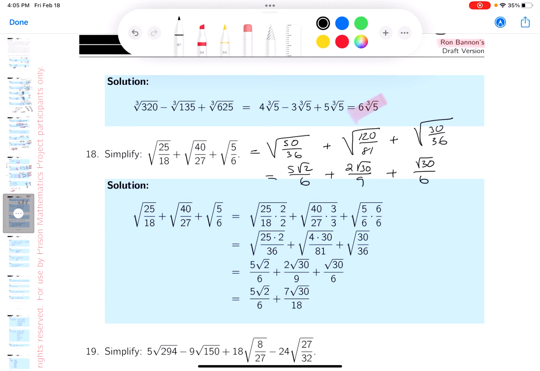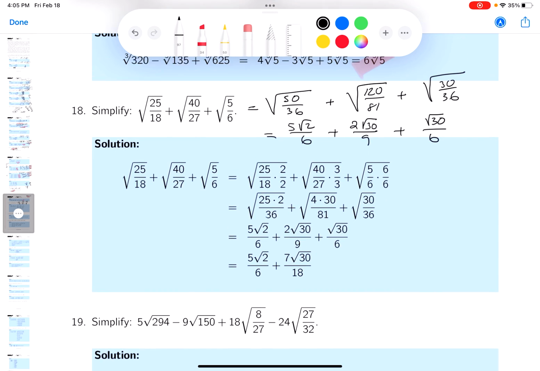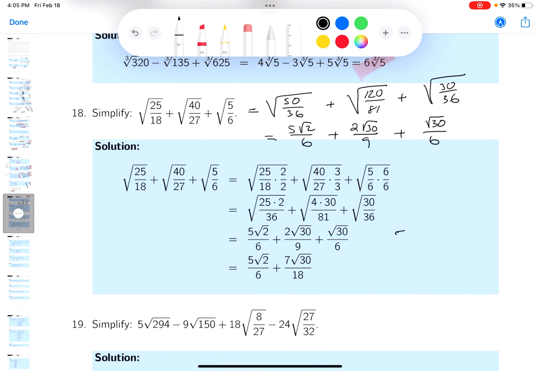All right? Then someone says, what are you going to do now? Well, I'm looking at terms that have identical radical parts, and I only see 2 of them. So I want to add those 2 terms together, and then we'll look at the key later. Again, there's a variety of answers you may want to put down for this. So 5 root 2 over 6 plus, and then I'm going to look for a common denominator. Common denominator would be what? 36, right?